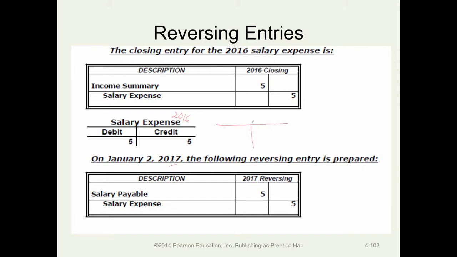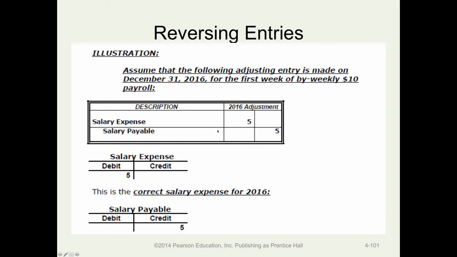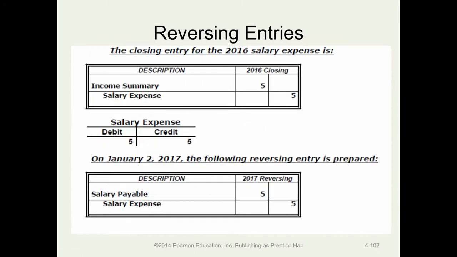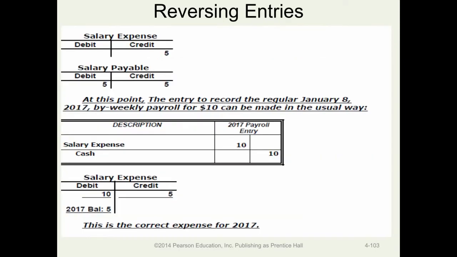But notice that there's a salary payable here. That's not getting closed out because that's a permanent account. So in 2017, what we do is we're going to reverse out the adjustment. The adjustment, if we go back up, was a debit to salary expense, credit to salary payable. Now we're going to reverse that by debiting the salary payable and crediting the salary expense. So in the next payroll, you make your regular entry.